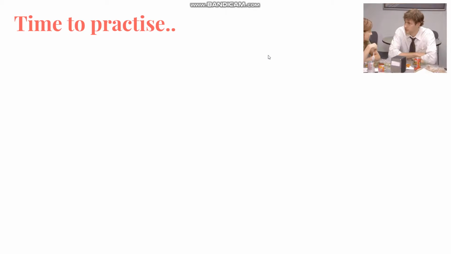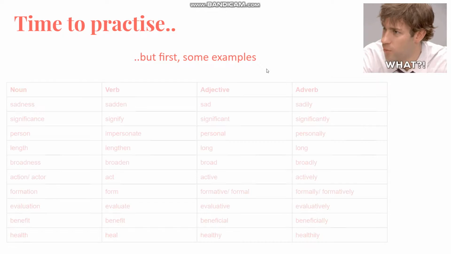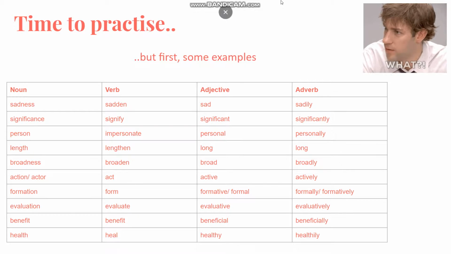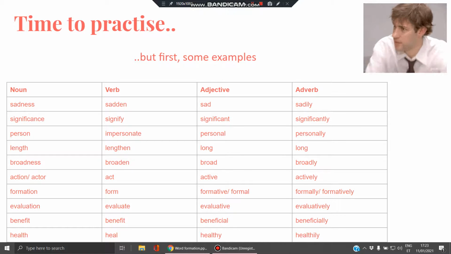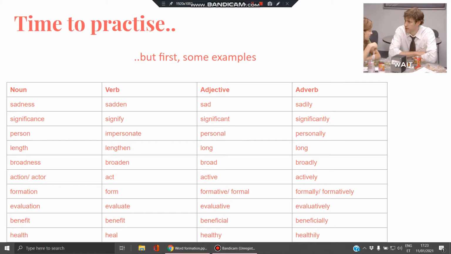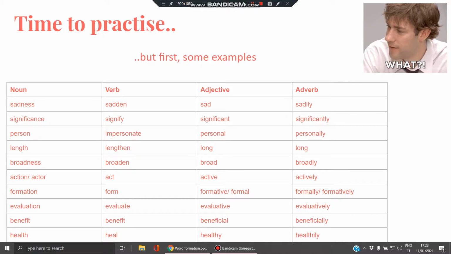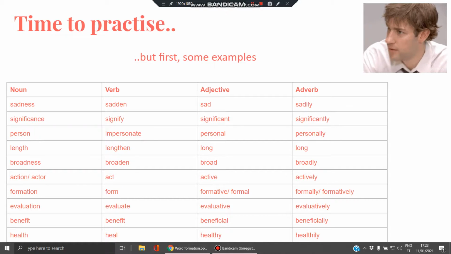Now, time to practice. But first, some examples. So, you can see that we can make different word classes out of one word. So out of the noun sadness, I can make the verb sadden, the adjective sad, and the adverb sadly. There is a misspelling there, sadly should be. Out of the noun significance, I can make signify, significant, significantly.